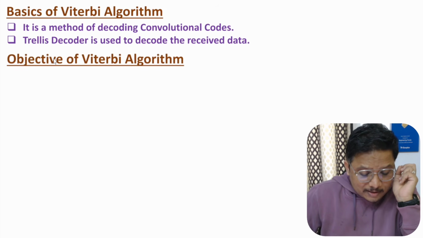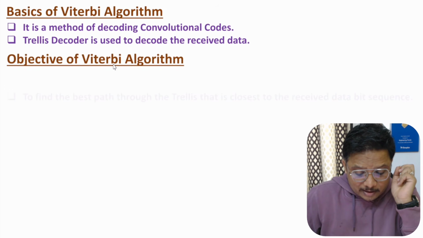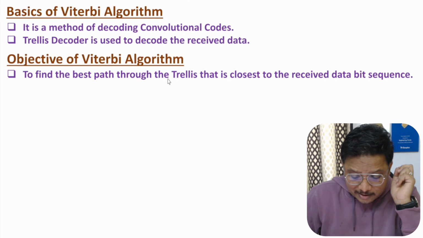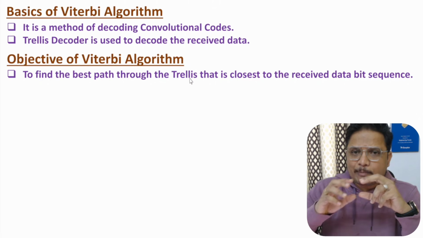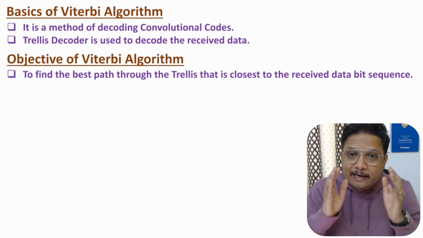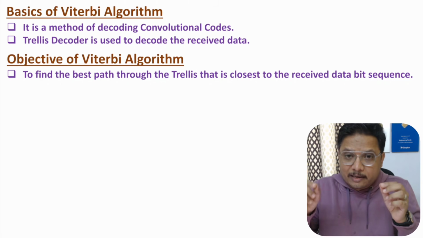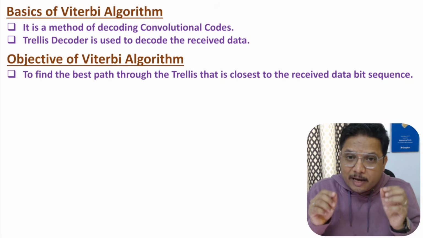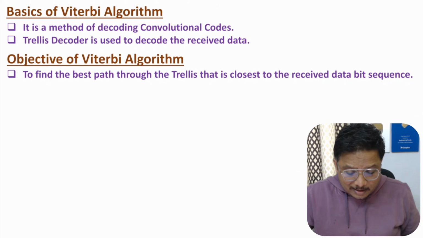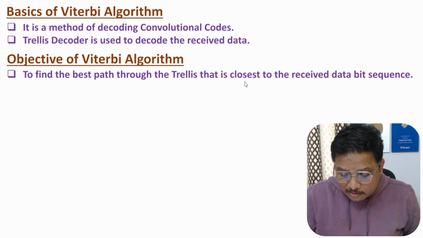First of all, you need to understand the objective of the Viterbi algorithm. See, the Viterbi algorithm is used to find the best path through the trellis. Here, I'll plot the trellis diagram, and in the trellis diagram, I'll identify the closest path. Closest path means the path which has the minimum Hamming distance. So that I'll even explain with one example. Here we will identify the closest path with the received data bit sequence.